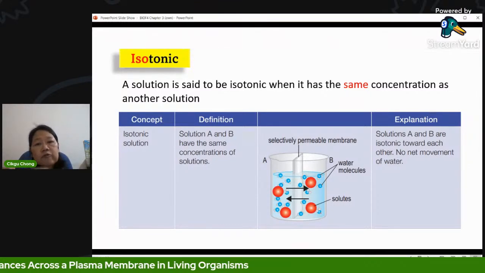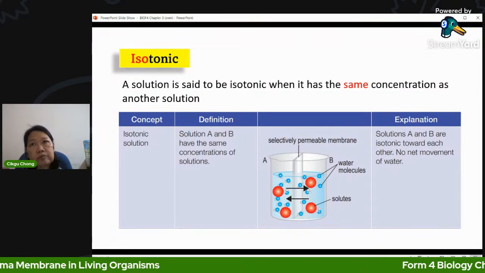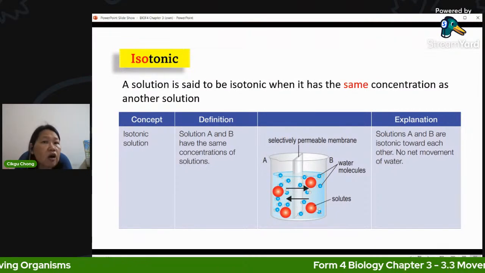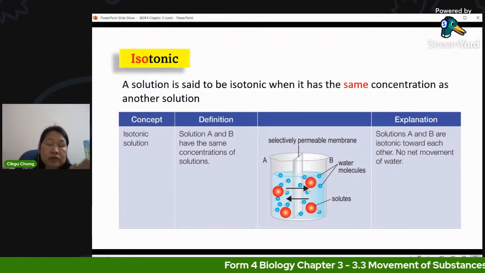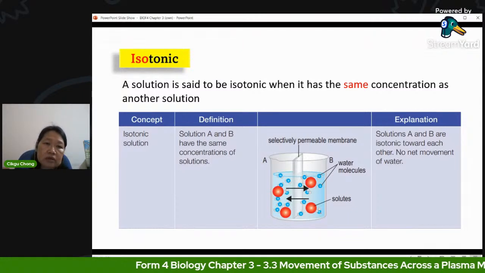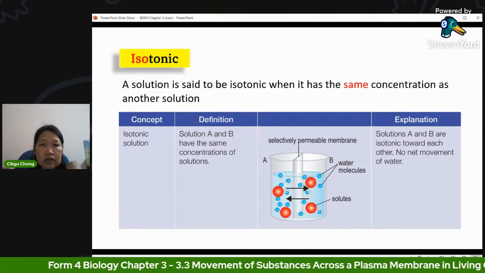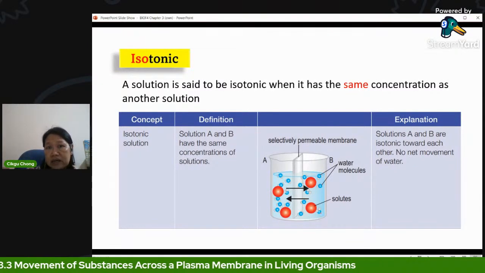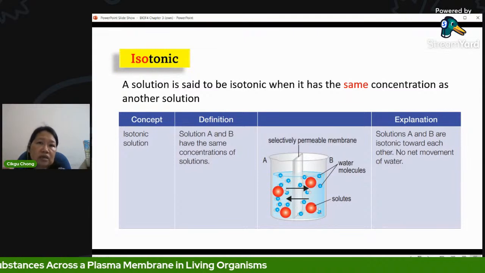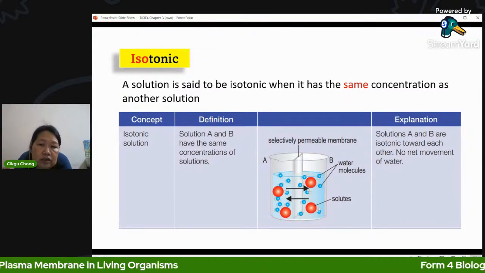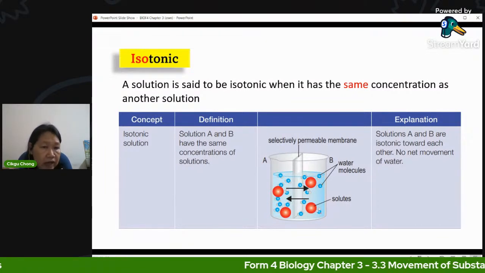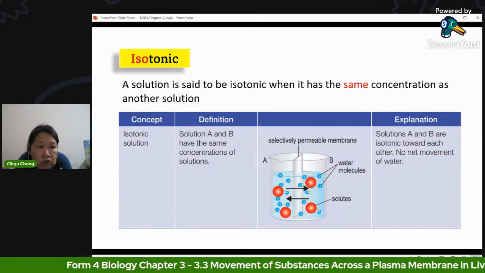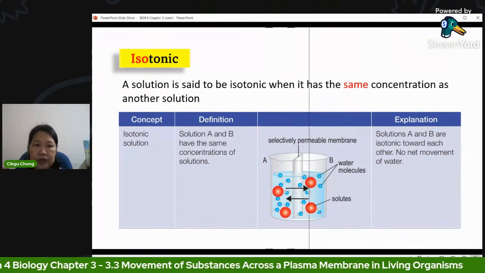So there's no net movement. How much goes from A to B will be the same as how many molecules go from B to A. It's equal on both sides. So 10 pass through, and then on this side 10 again pass to the other side. So there's no change in the total number of molecules. That's called isotonic. So A is isotonic to B. At the same time, you can also say B is isotonic to A. Okay, now next one.